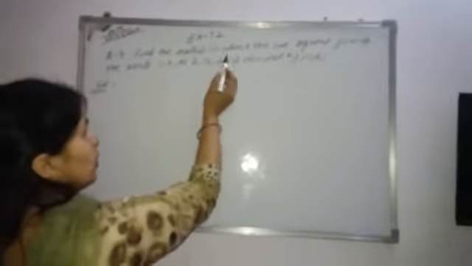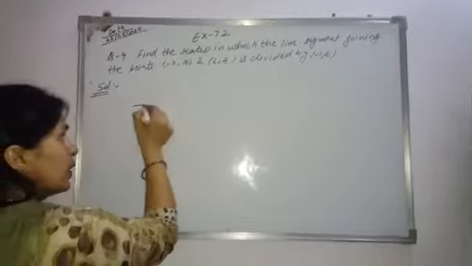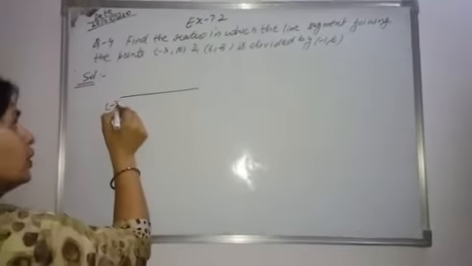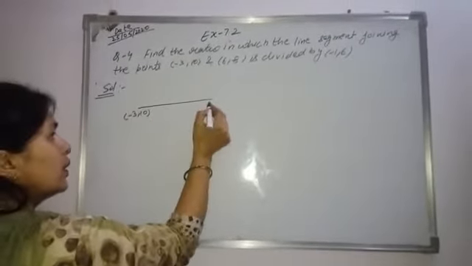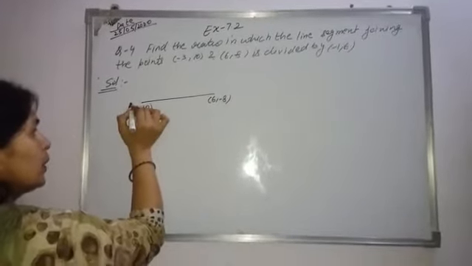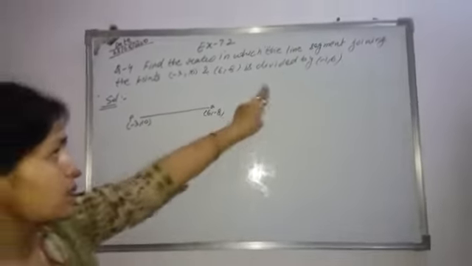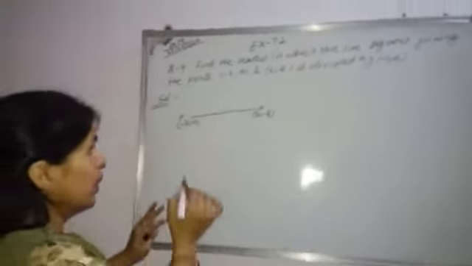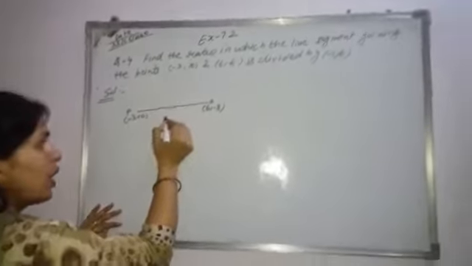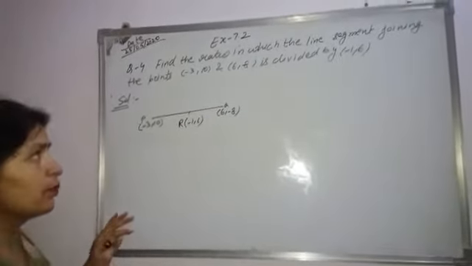Find the ratio in which the line segment joining the points (-3, 10) and (6, -8) is divided by the point (-1, 6). These are the two points. Let us suppose the points are P and Q, and suppose this point is R, (-1, 6).